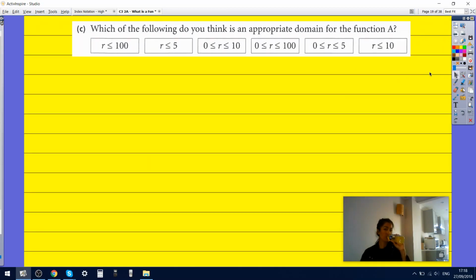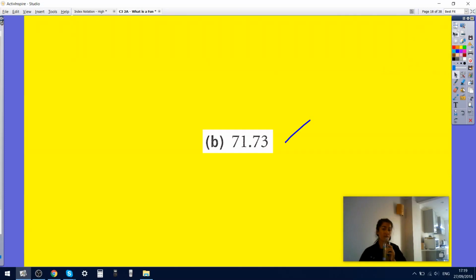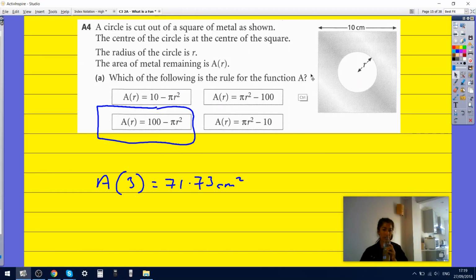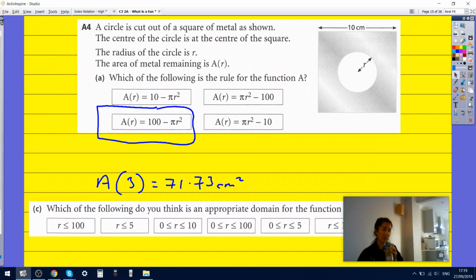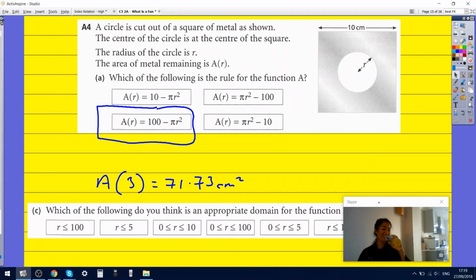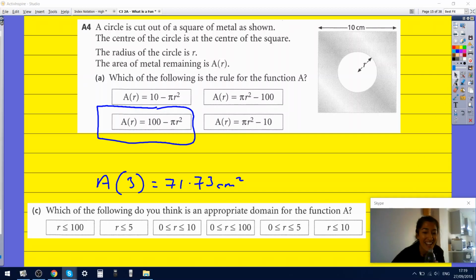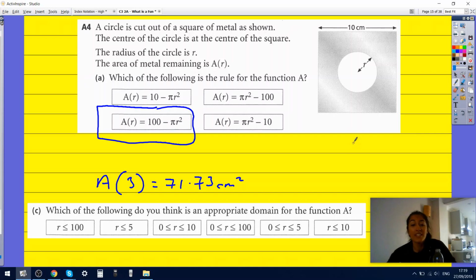Which is an appropriate domain? So what we found was the output. What would be an appropriate domain? It can't be more than 10, I feel like. Definitely can't be more than 10. So the third one?